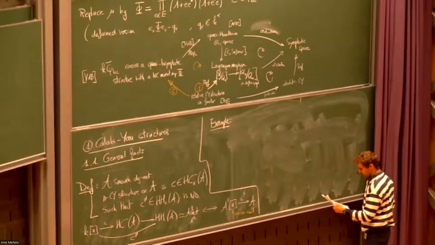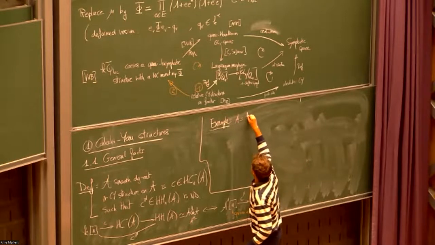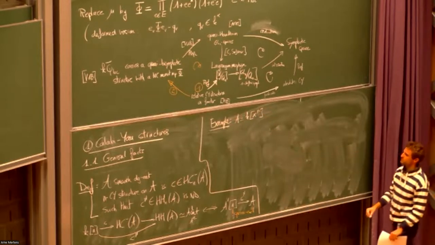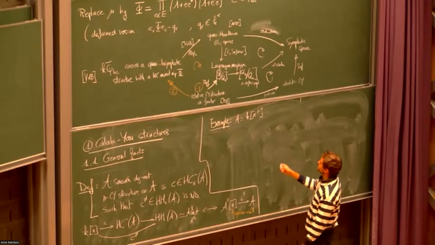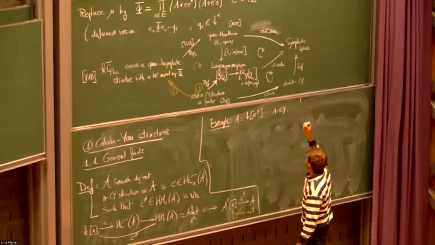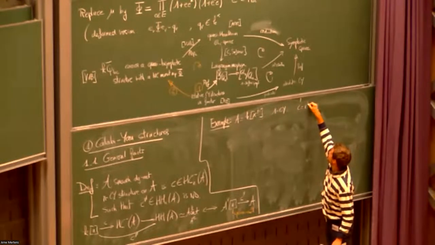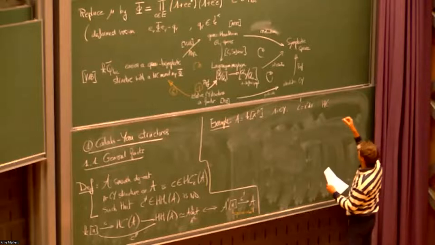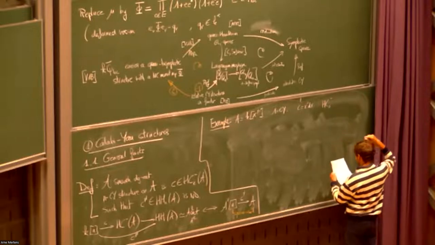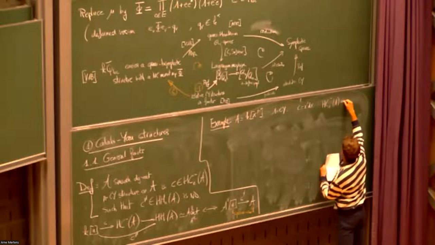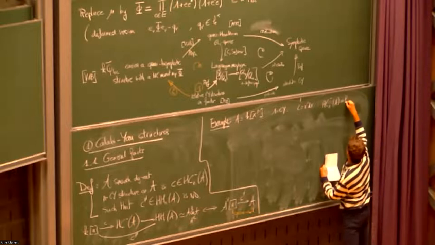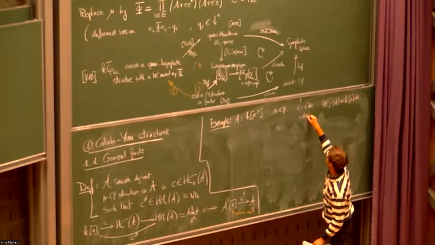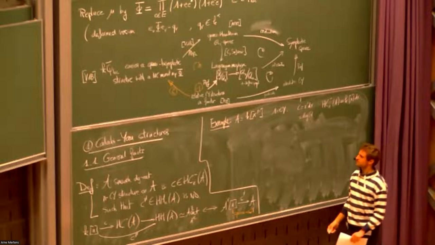So the first example is when A is just a commutative algebra. Let me take the commutative algebra of Laurent polynomials in one variable. So this is 1-Calabi-Yau, and the class C is just x minus one dx. Indeed, HC one of A in this case is just k[x^{±1}] dx. So if you prefer, you can write it d log x, but it's not exact. I mean, log x does not exist in this ring.